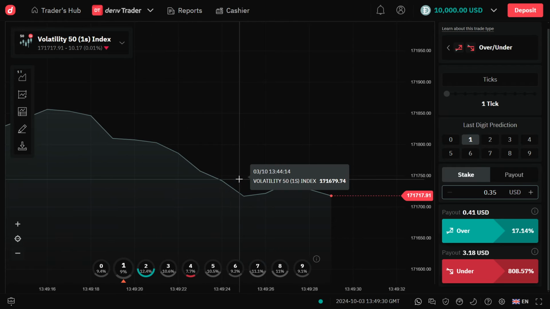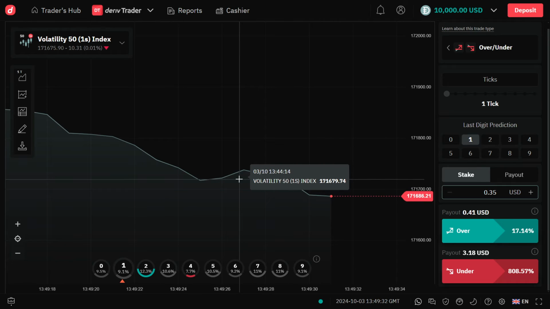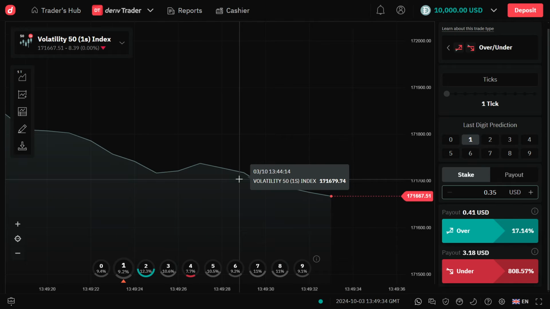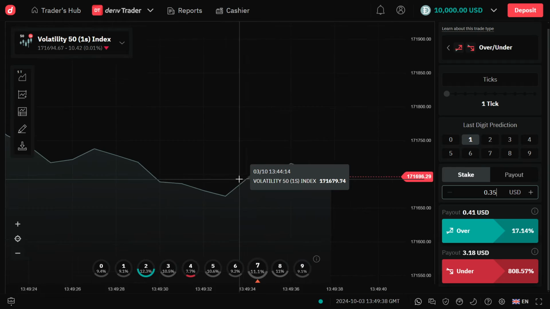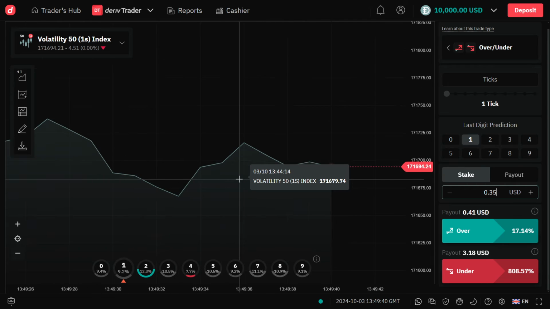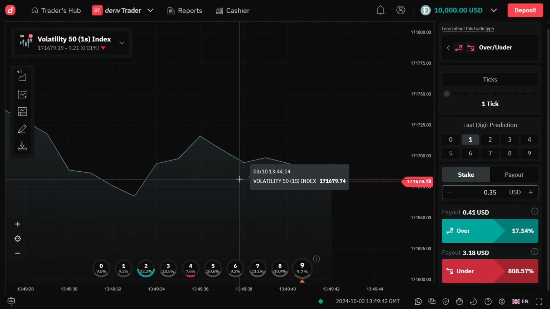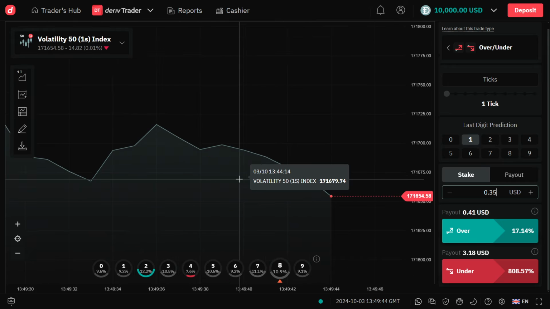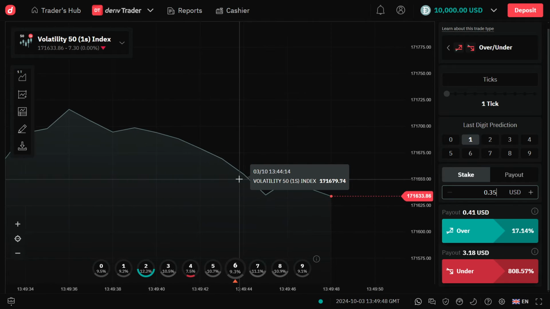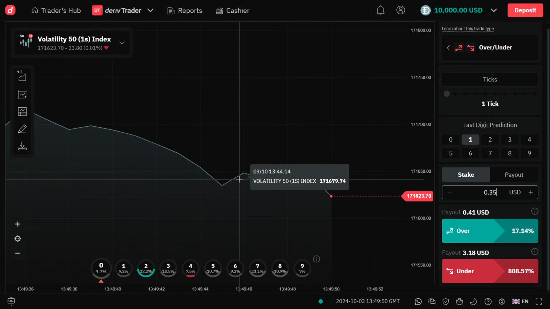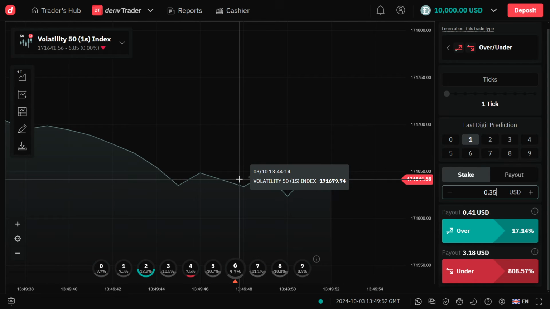Another thing. Now let us go to analyzing the market. You want to ensure the market is an absolute over market. What is an absolute over market, guys? It is whereby the green circle is at 9 and the red circle is at 0. I repeat, an absolute over market is whereby we have the green circle at 9 and the red circle at 0.